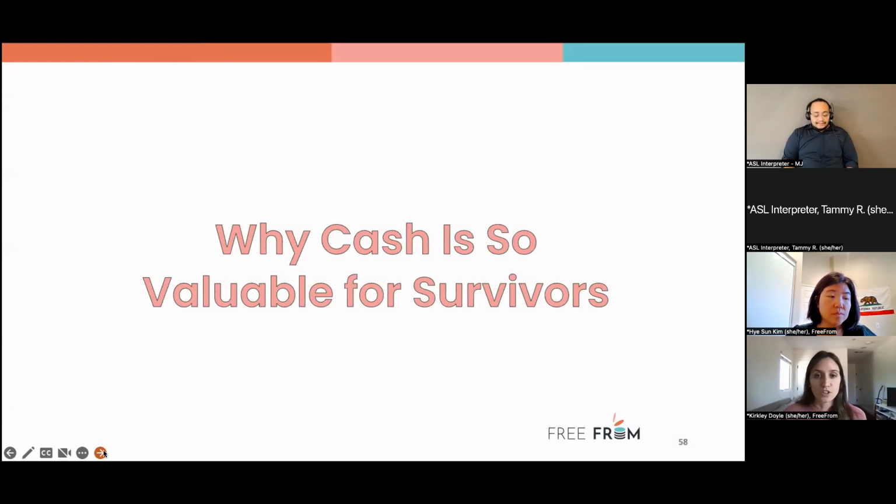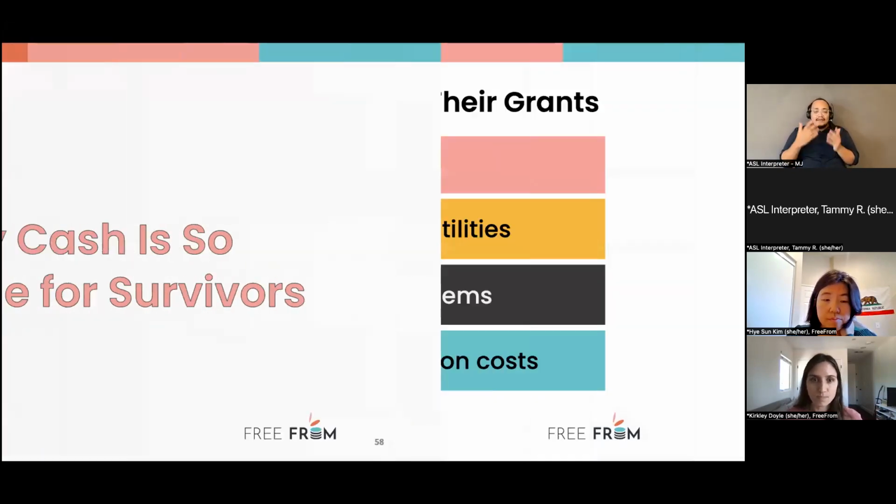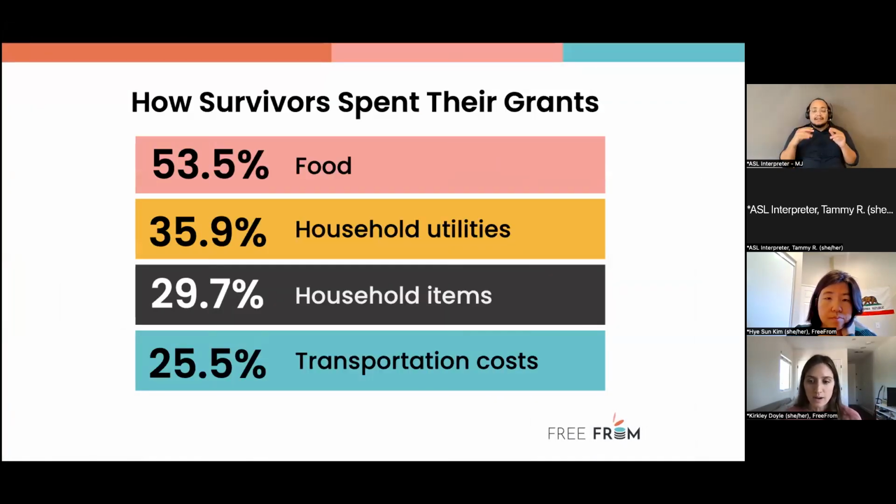So as I mentioned, our grants were up to $250, which was a meaningful amount, but not everything that survivors needed, but I wanted to share a little bit about how survivors spent those grants. Next slide.